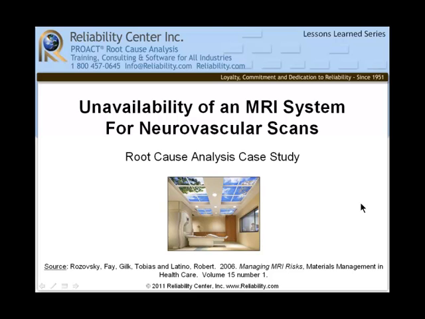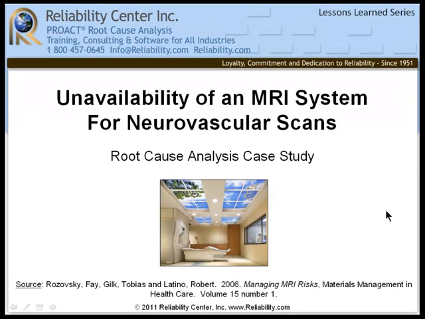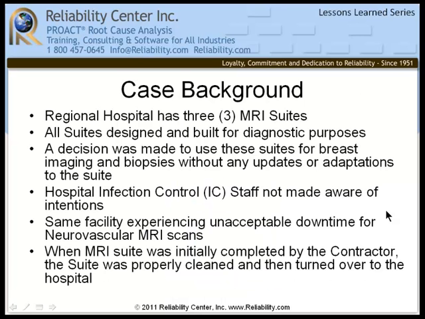Hi, and welcome to our root cause analysis case study entitled Unavailability of an MRI System for Neurovascular Scans. This is going to be based on the sourced article below, Managing MRI Risks. Let's get started. Let's start with some case background.